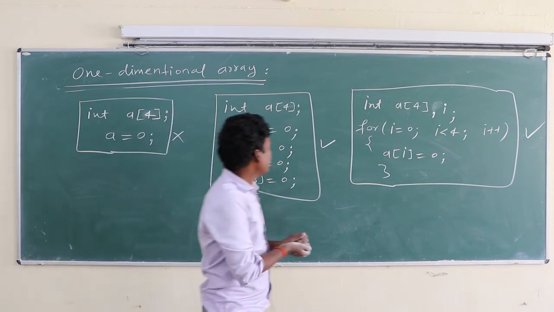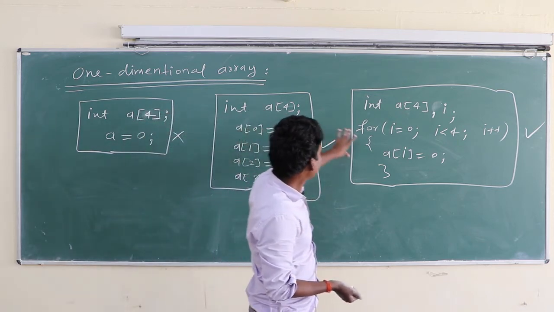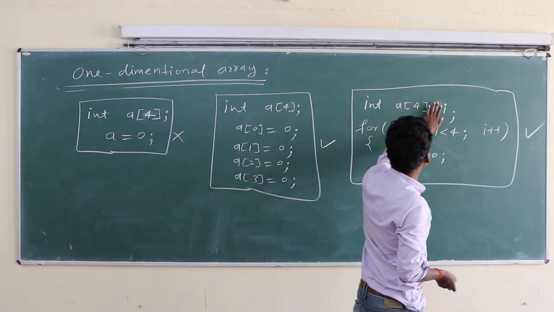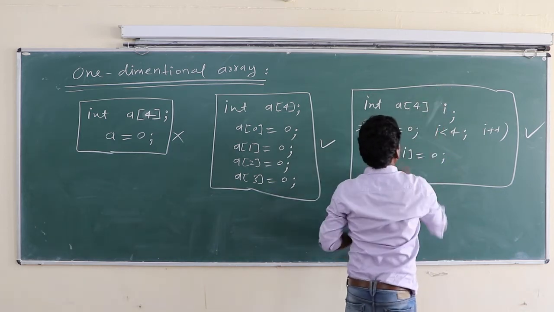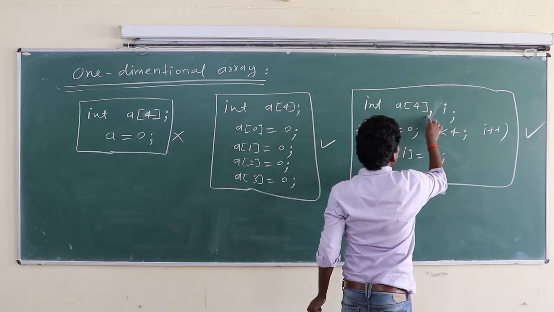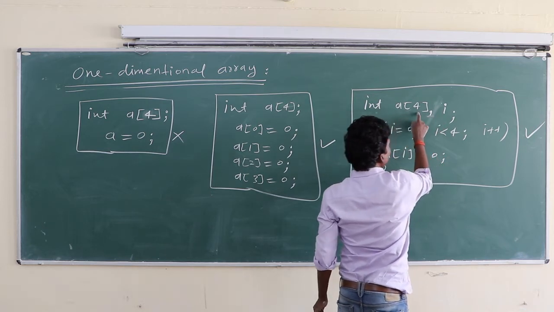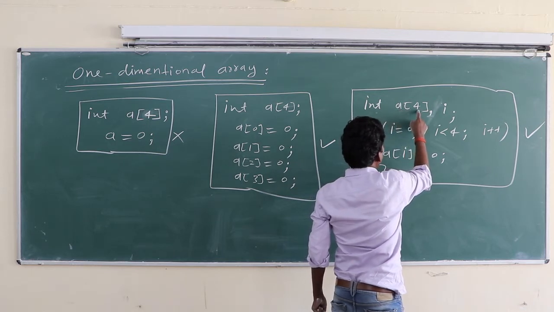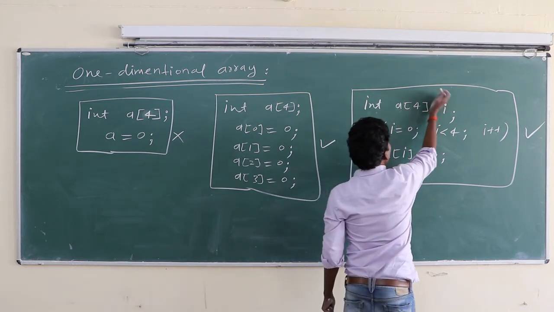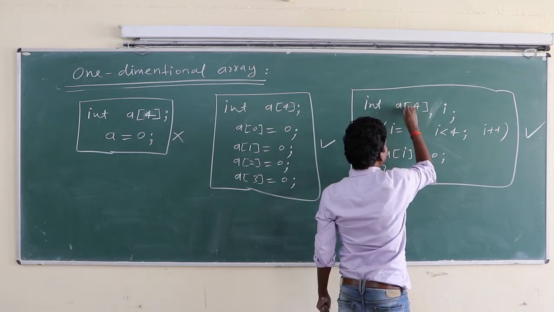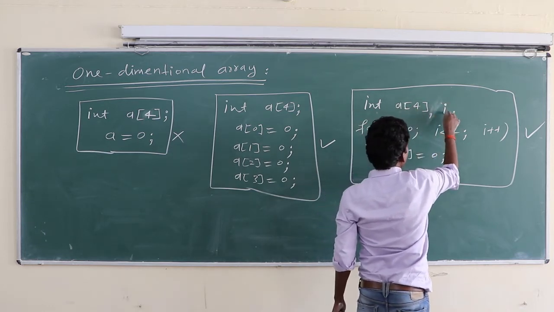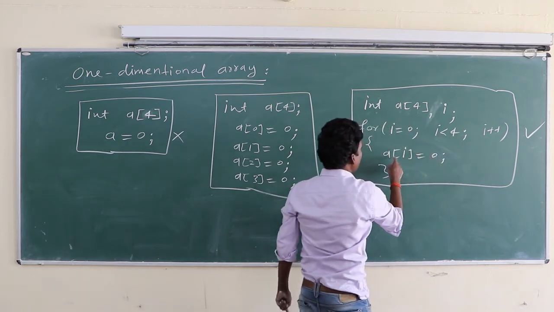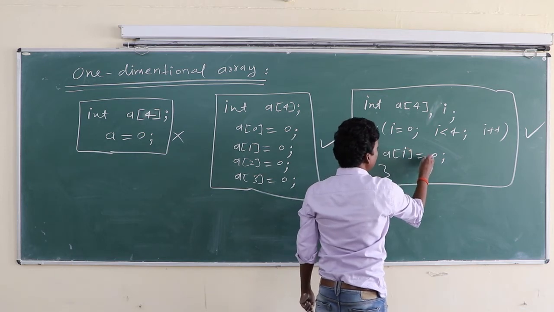Okay, here this can be simplified in this program. Int a[4] means a is an array which can store up to 4 elements of integer type. So this is the array a[4], and i is a variable. i equal to 0, i is less than 4, i plus plus, and a[i] equal to 0.